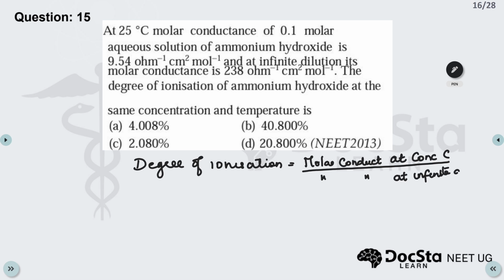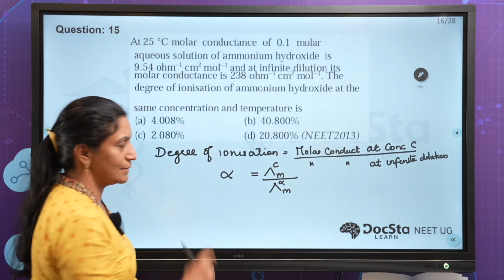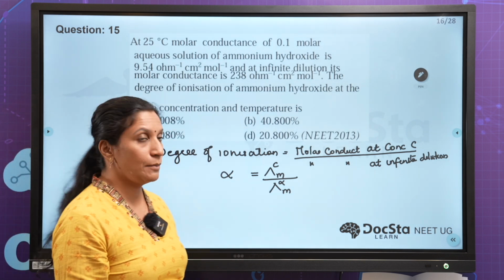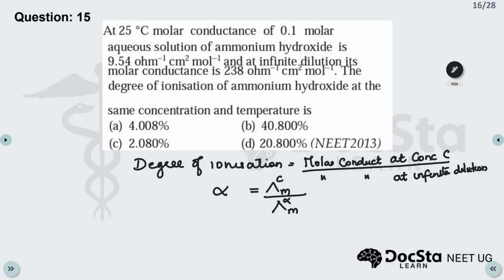the molar conductance at infinite dilution. Infinite dilution means when the concentration C becomes 0. Molar conductance is represented as lambda m, that is, lambda mc at a particular concentration divided by lambda m infinity. So this is the expression for the degree of dissociation alpha. Alpha is equal to the molar conductance at a particular concentration divided by the molar conductance at infinite dilution.